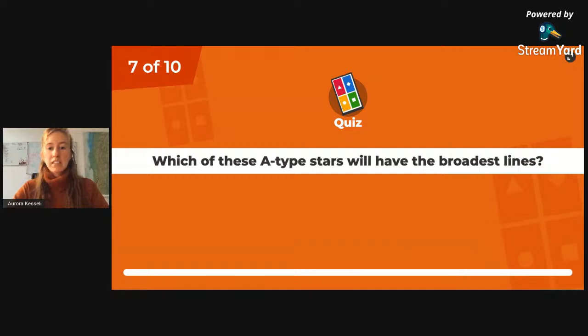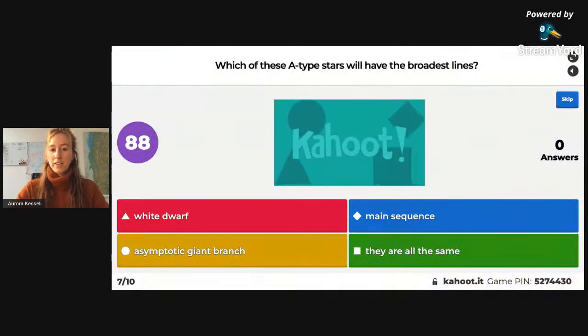Okay, so which of these A-type stars will have the broadest lines? A white dwarf, a main sequence star, an asymptotic giant branch star, so a giant star, or they would all have the same lines. And so, yeah, you don't assume anything about their rotation or anything like that. Assume that they have the same rotation speeds.